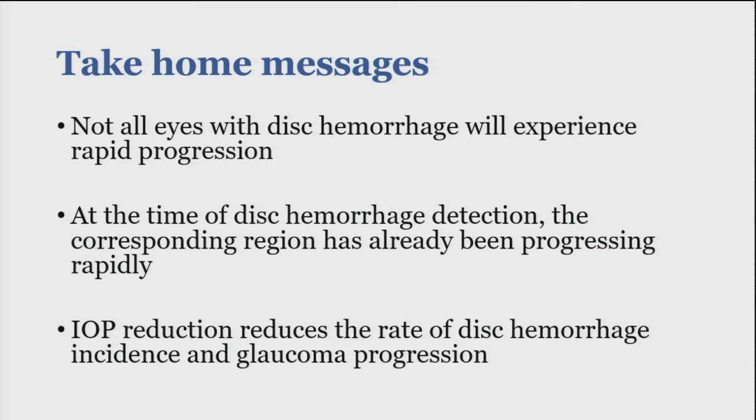So the take-home messages are: not all eyes with disc hemorrhage will experience rapid progression. These are mostly the ones with older age and worse visual fields. At the time of hemorrhage detection, the corresponding region has already been progressing rapidly, so you should track that location in the future. And IOP reduction reduces the rate of disc hemorrhage incidence and glaucoma progression.